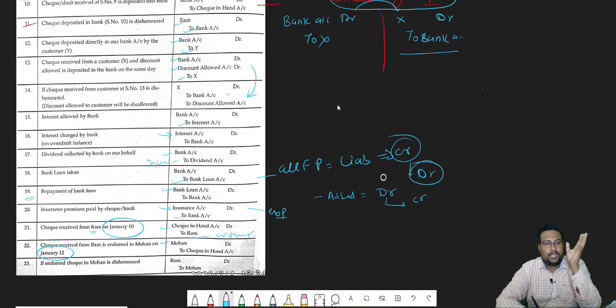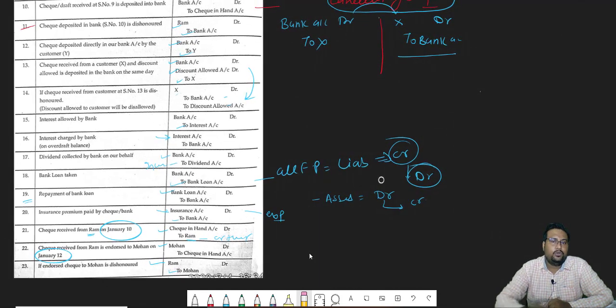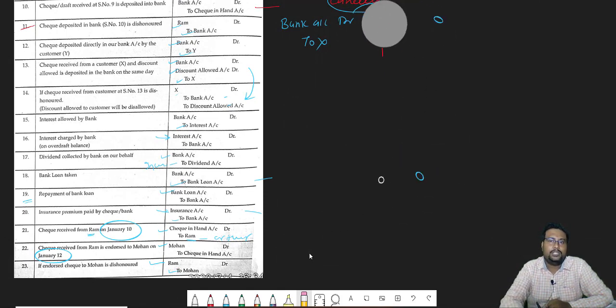Now, if the endorsed check is dishonored, then debtors become debtors again, creditors become creditors again. Who was debtor? Ram. So Ram will be debit again. And Mohan was creditor, beta, so Mohan will be credit again. Now you can say, sir, you said that at the time of dishonor we pass the opposite entry. So how can we prove this, that at the time of endorsement also the opposite entry will work, because dishonored means cancellation.